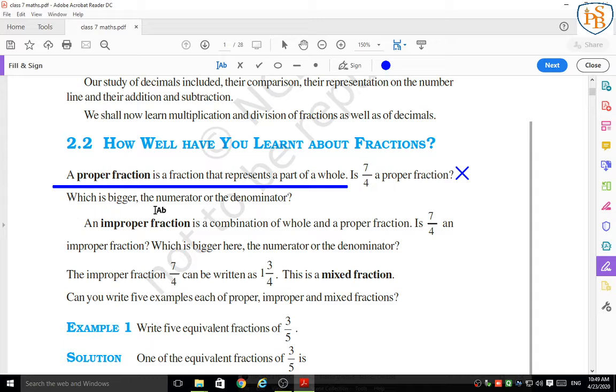Which is bigger, the numerator or the denominator? Tell me, which is bigger? Absolutely correct. The numerator is bigger. So because of that reason, it is not a proper fraction.